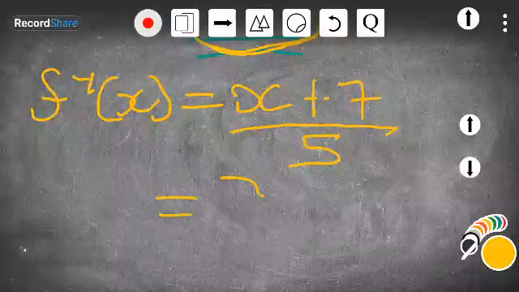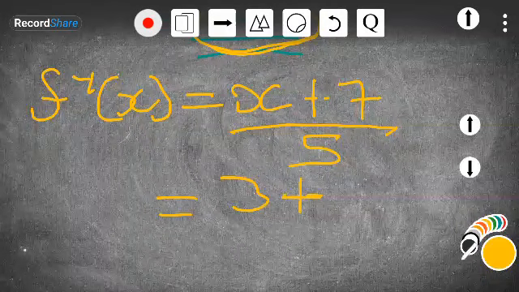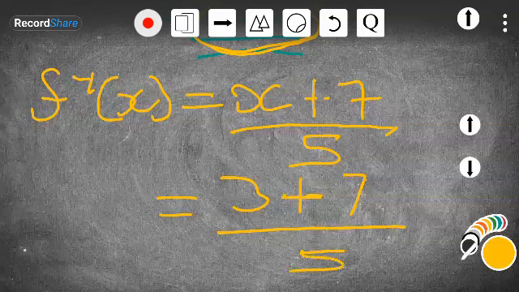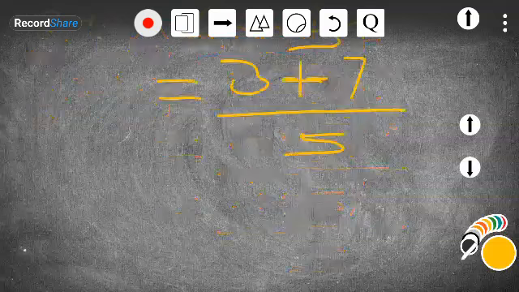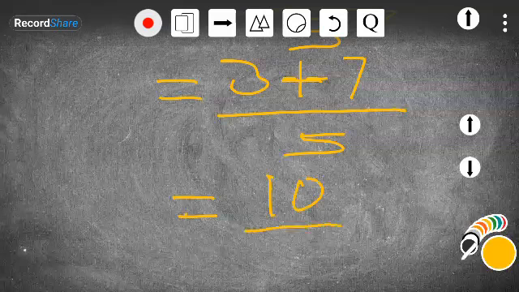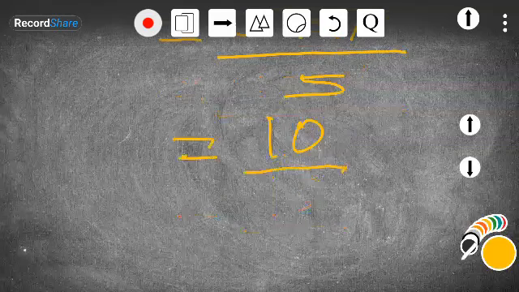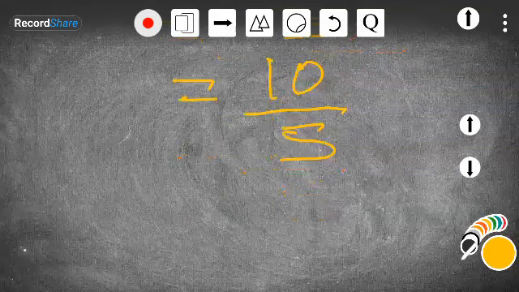So I'm going to have 3 plus 7 over 5, which is going to give us 10 over 5. So 5 into 10, which is 2.